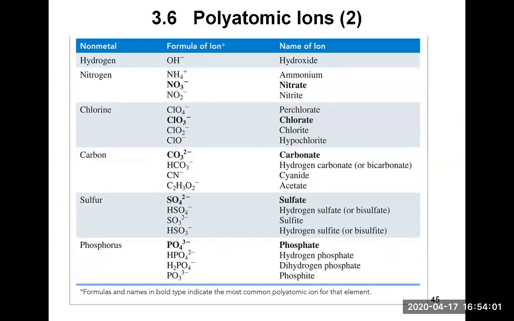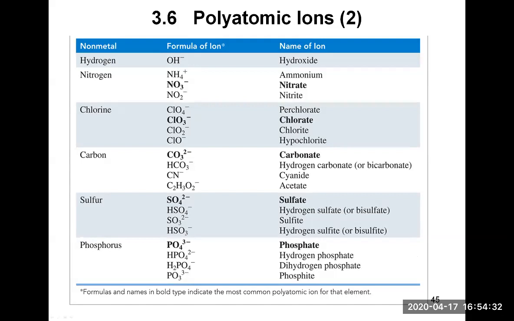So this is a list of common polyatomic ions. This list is provided in the reference packet for Chem 121, so the reference for Unit 1 and the reference for the whole course that you will get later on. So it's a good idea to always have this list handy.